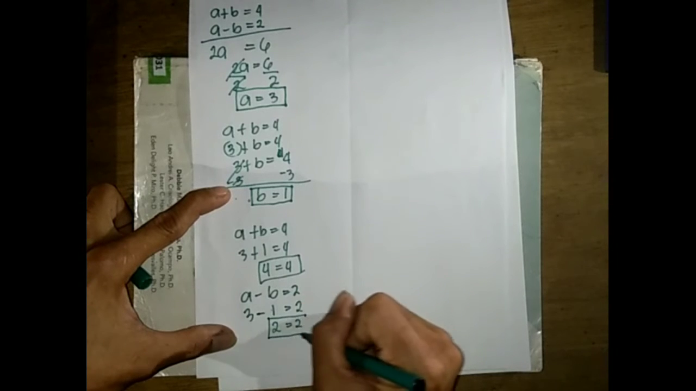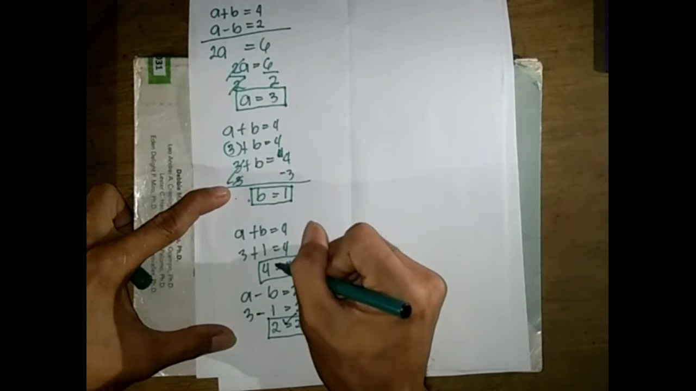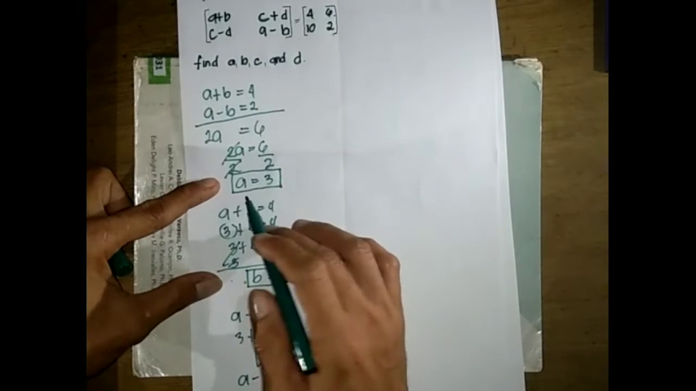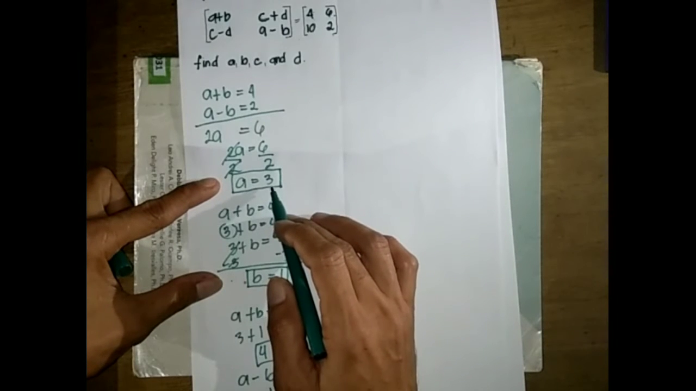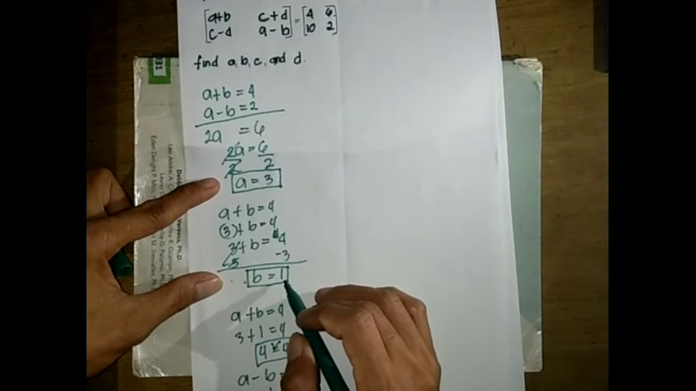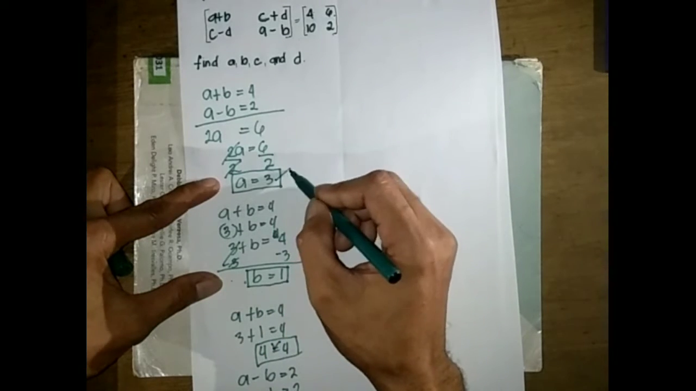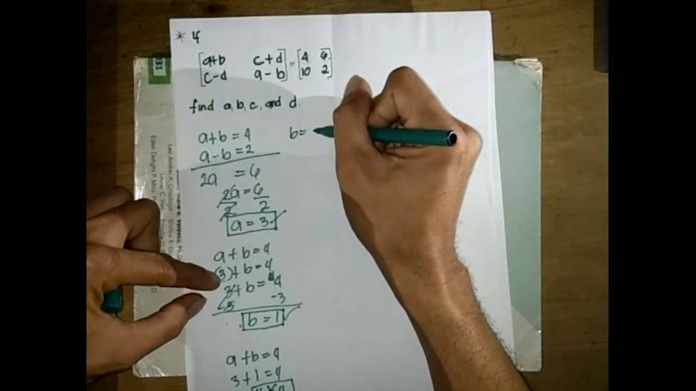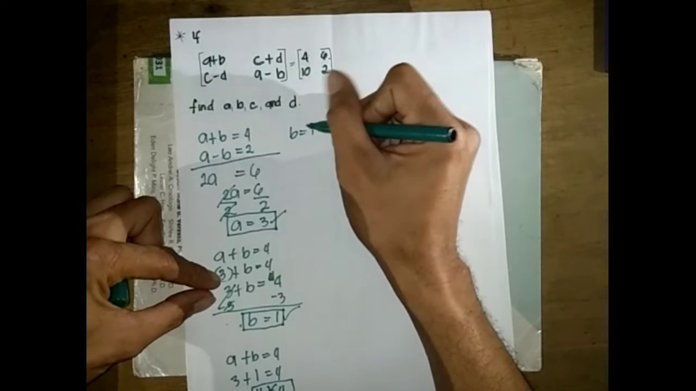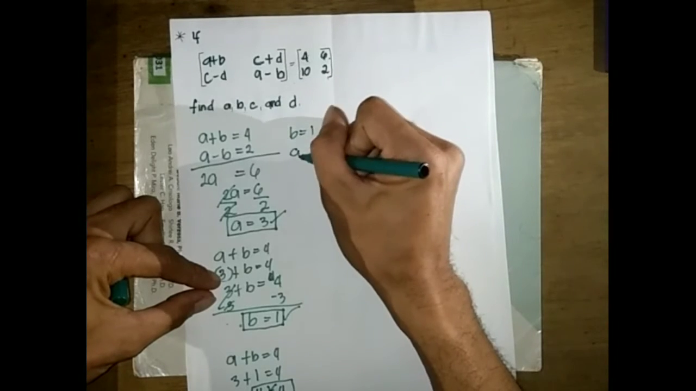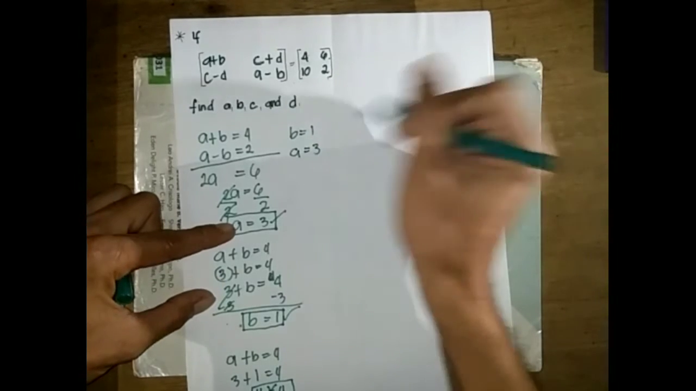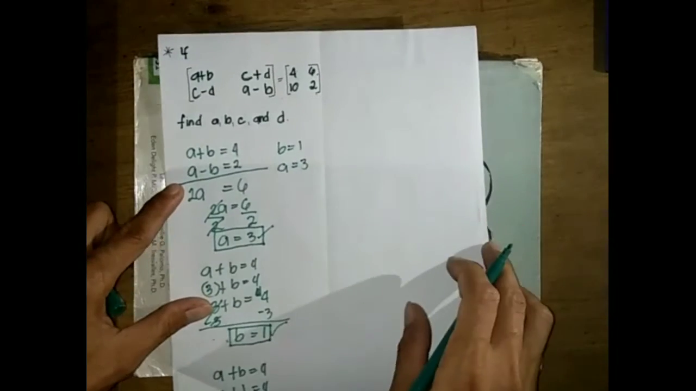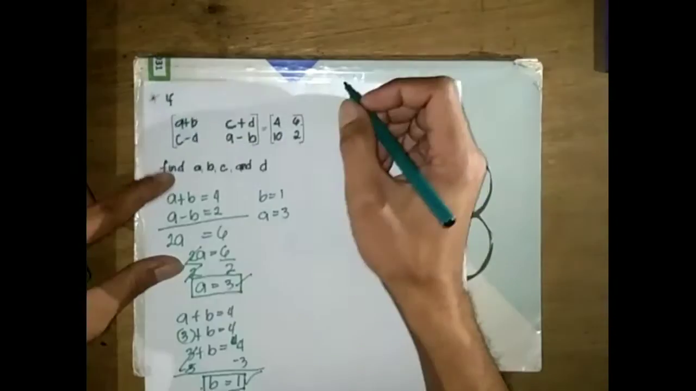So, equal sila dito, then equal din dito. Meaning, the value of A, which is 3, and the value of B, which is 1, are correct. So, the value of B is equal to 1. And A is equal to 3. So, same process lang gagawin natin to find the value of C and D.